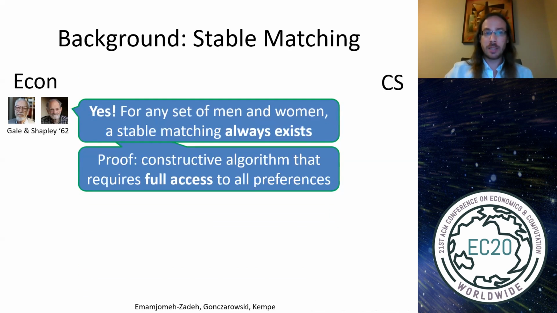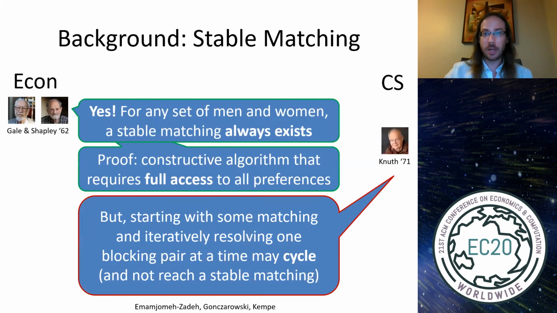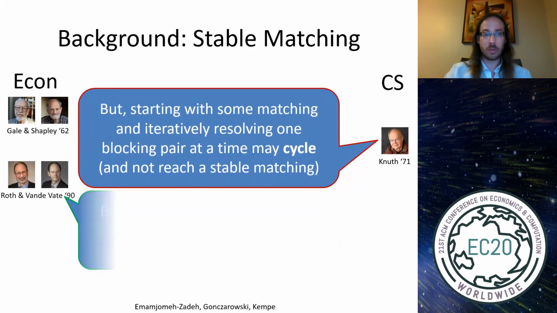So this was on the econ side. About a decade later, on the CS side, Don Knuth, in his famous four lectures turned book on algorithms via the lens of stable matching, noted that starting with some matching and iteratively resolving one blocking pair at a time, so we're iteratively finding a man and a woman who are not matched with each other and matching them together, and we're iterating over that, may actually cycle, so it may actually not reach a stable matching. That's the naive algorithm, if you wish.